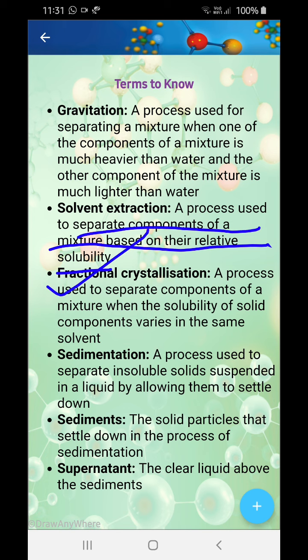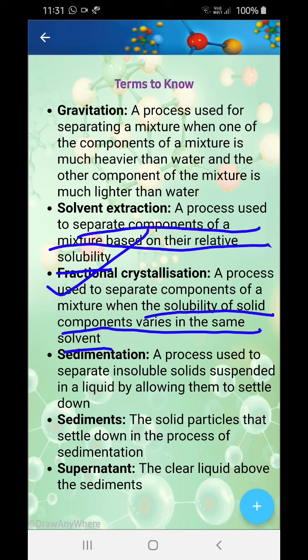This is a very important process, fractional crystallization. A process used to separate components of a mixture when the solubility of a solid component varies in the same solvent. There are different amounts of solubility. Some are sparingly soluble, some are insoluble, some are very much soluble. The one which is very much soluble will dissolve very fast, then you separate it, right? Another which is sparingly soluble will dissolve at medium speed, you separate it, right? Then again, another thing you will get is insoluble, and you separate it.